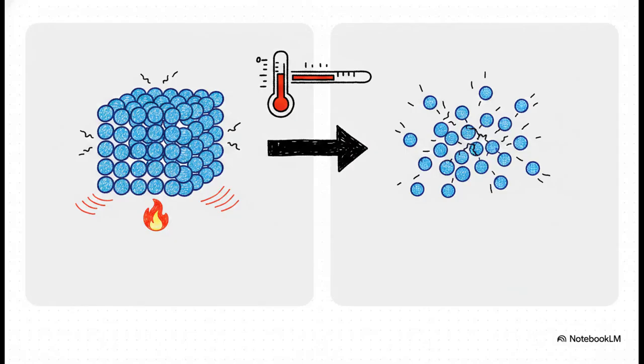Let's break that down. When you heat a block of ice, its temperature rises. The particles vibrate faster and faster, meaning their kinetic energy is increasing. You calculate this using the specific heat capacity equation. But the exact moment it hits 0 degrees and actually starts melting, the temperature plateaus. It just stays constant. The thermal energy you're adding is no longer speeding up the particles.